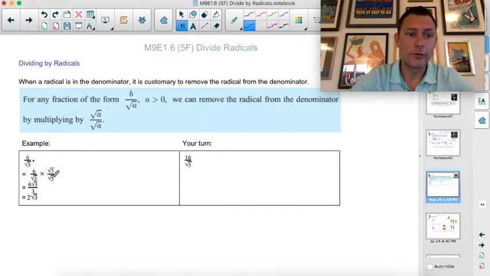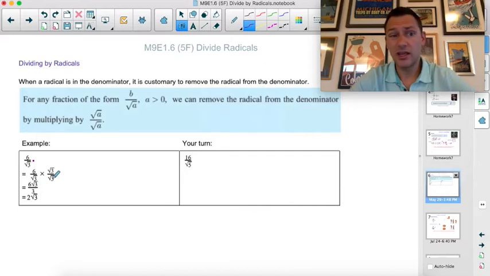And what that's going to do for us is give us root 3 times root 3 is root 9, and root 9 is 3, and now our denominator is at least a whole number. Maybe it'll cancel out, right? 6 divided by 3 is 2, and this root 3 is still there. And so that's a lot nicer.